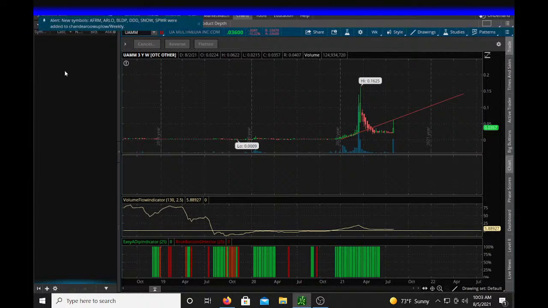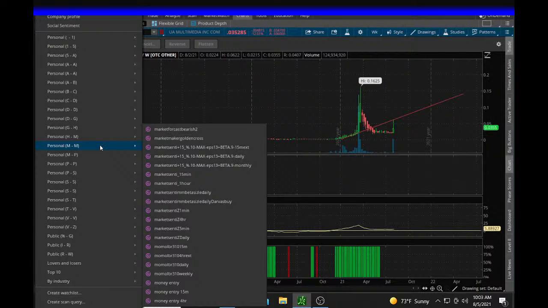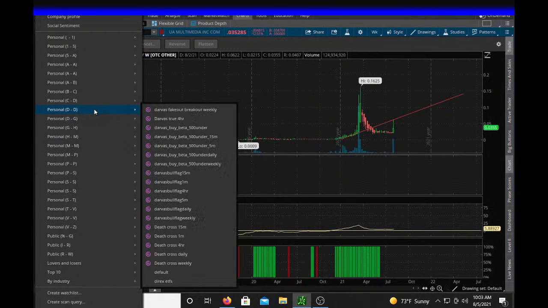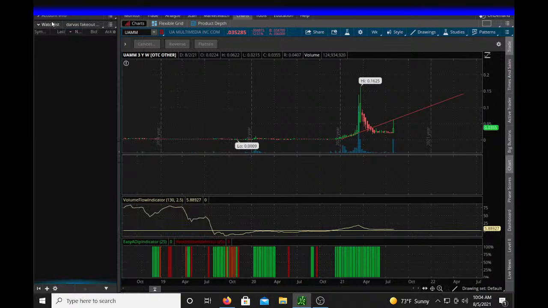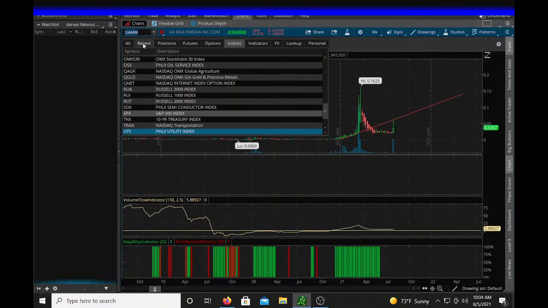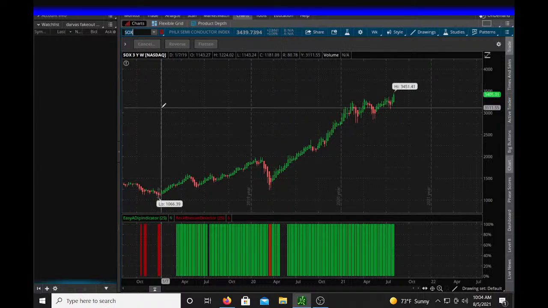And let's look out for fake out breakouts. That's a fake out breakout on the weekly there. We try to find them on the daily too. Let's see if we have any. And SOXS.